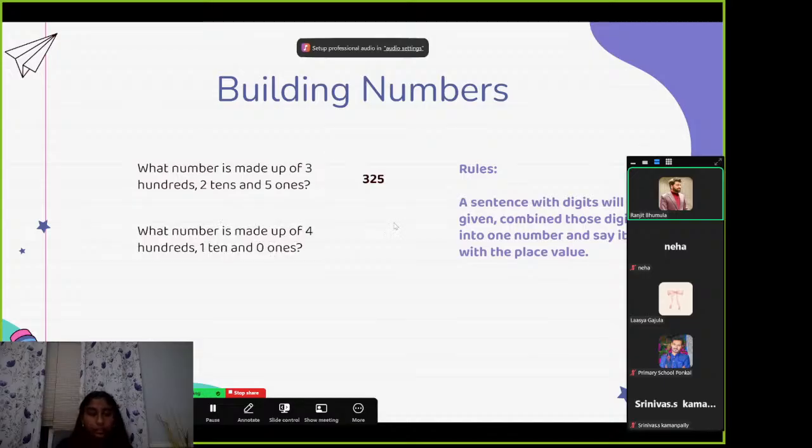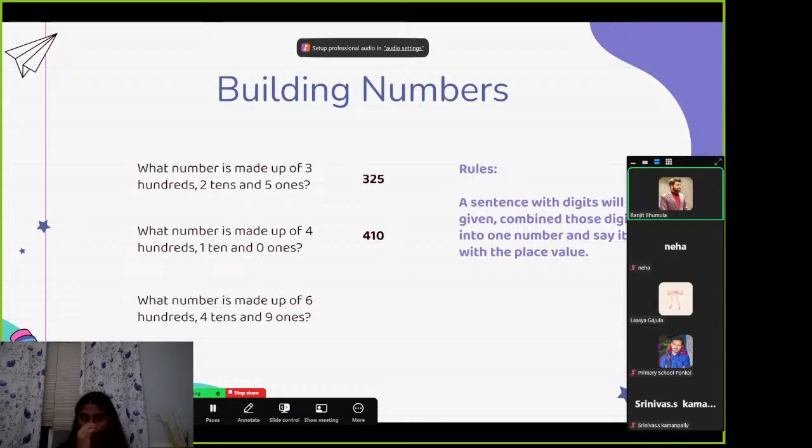And then we have the second question, which is what number is made up of 4 hundreds, 1 ten, and 0 ones? And the answer to this one is 410. And the 0 ones still count as a number because it holds the place in front of the one. The 0 is in front of the 1, which counts as a 10, and there's 4 hundreds, which equals 410.